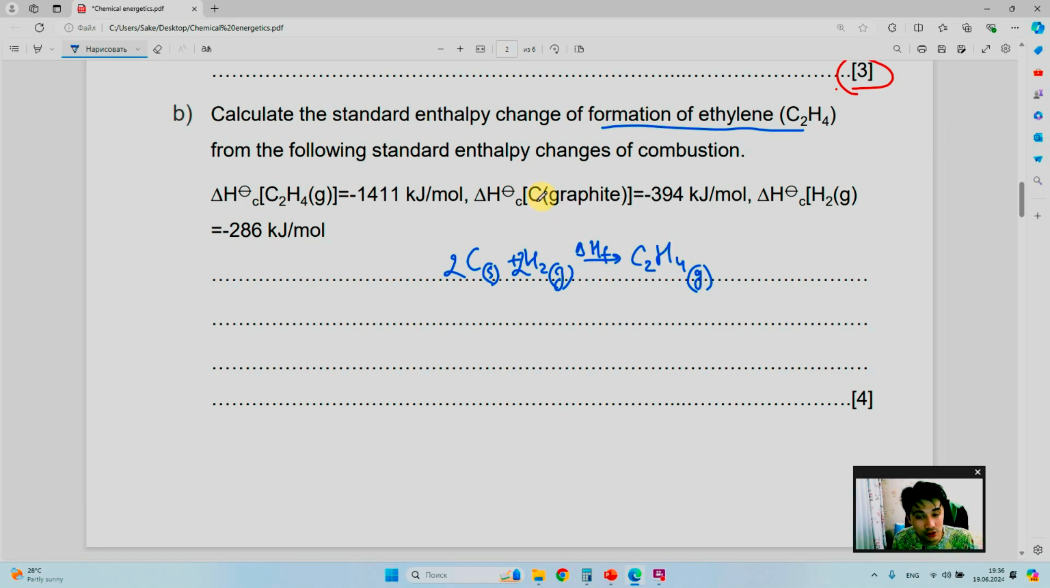Then we have to use only combustion enthalpies for ethylene, carbon, and hydrogen. So we need to memorize what combustion enthalpy change means. According to our definition, combustion enthalpy change is an enthalpy change when 1 mole of a substance is burned completely under standard conditions, or is burnt in excess oxygen, which is the same as complete combustion. So you can just work out these equations for yourself.